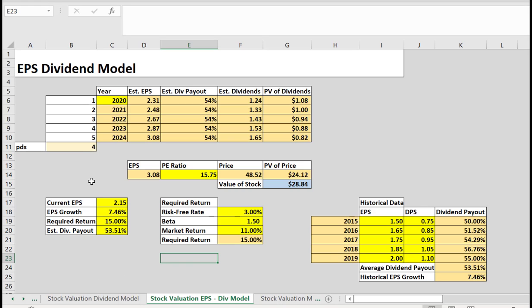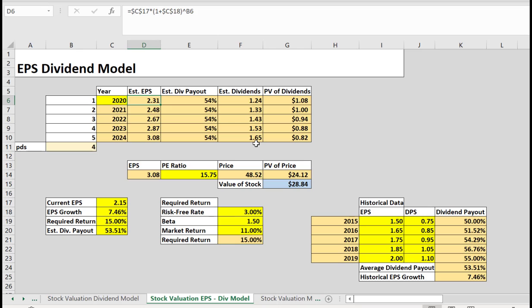How this then fits into our model, we need to predict over the next 4 years out from 2020, we're looking to 2024. We want to estimate earnings per share per year. That's just the current earnings per share times the growth that we calculate over here. Estimated earnings per share, we have the average. Again, this is rounding it off, is 54%.